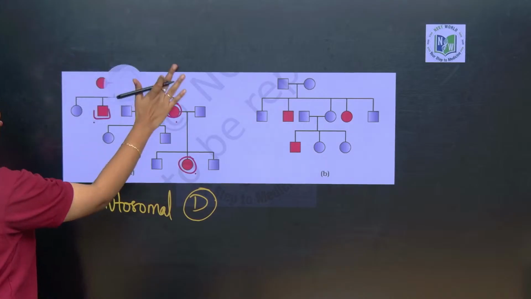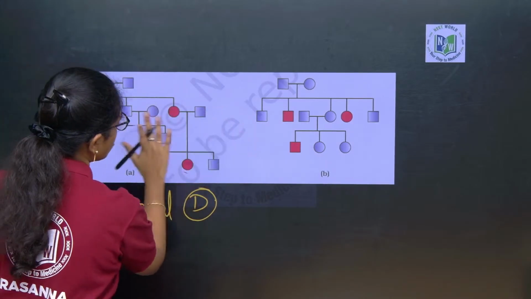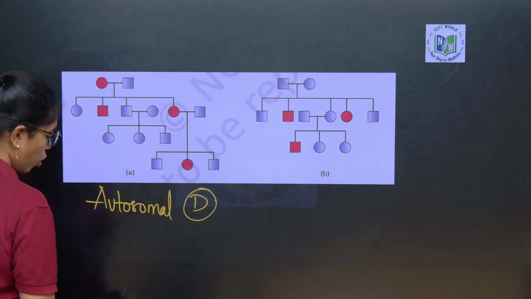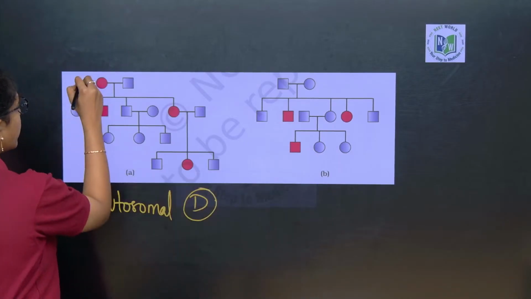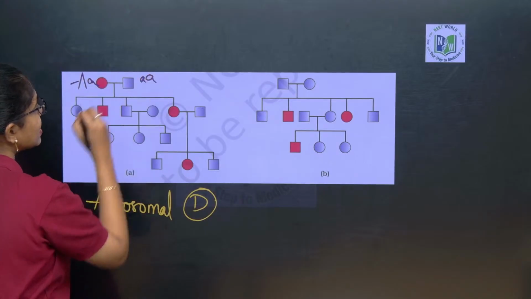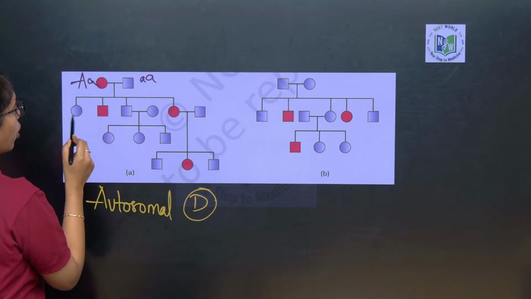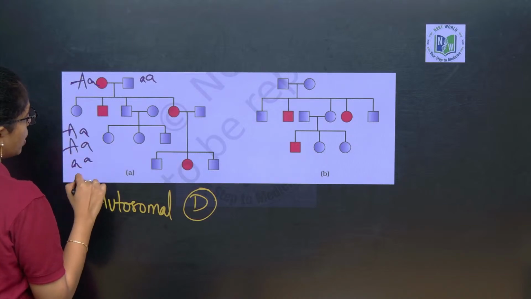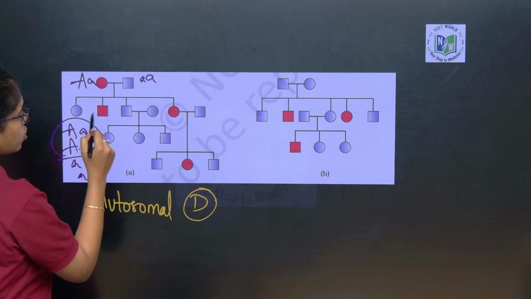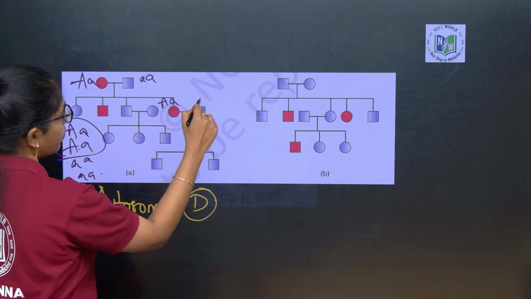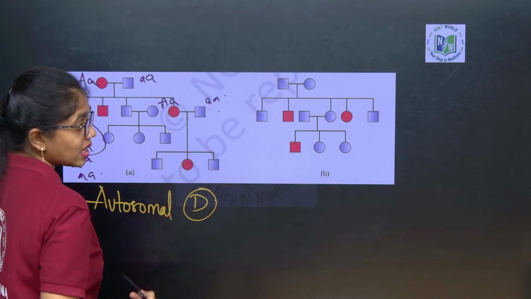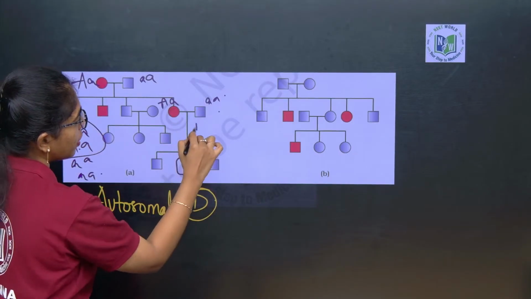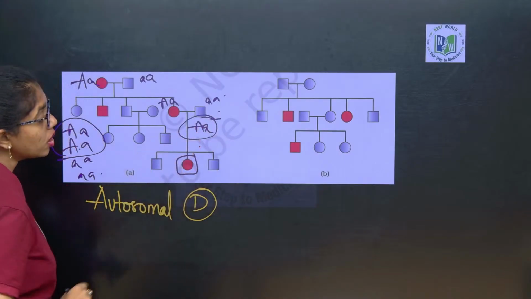In this autosomal dominant trait, let us apply and see. It is expressed in both homozygous and heterozygous conditions. So what are the possibilities? Capital A capital A, capital A small a. Here again, let me take it as heterozygous, and the unaffected one is homozygous. So there is a possibility of getting one diseased offspring.